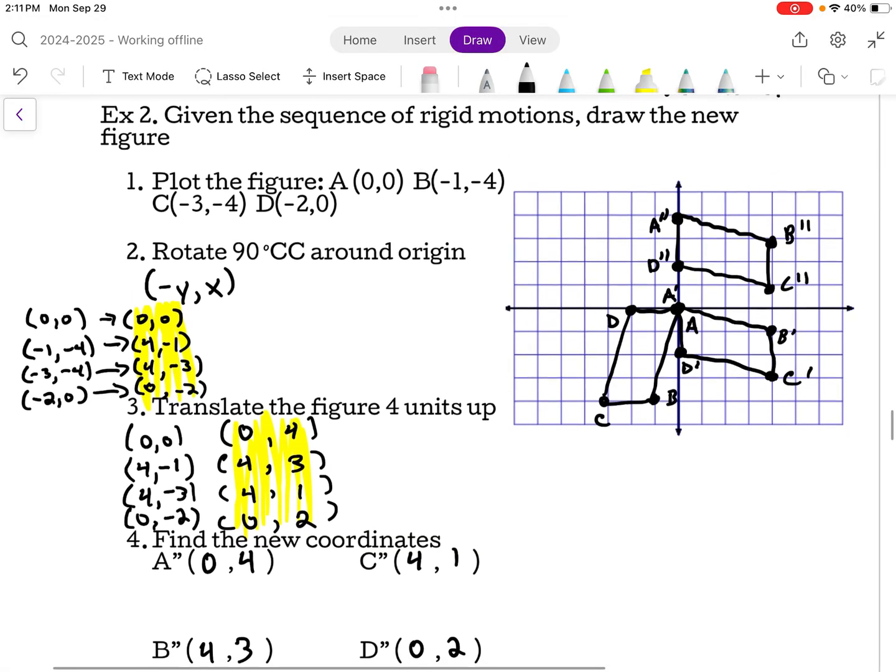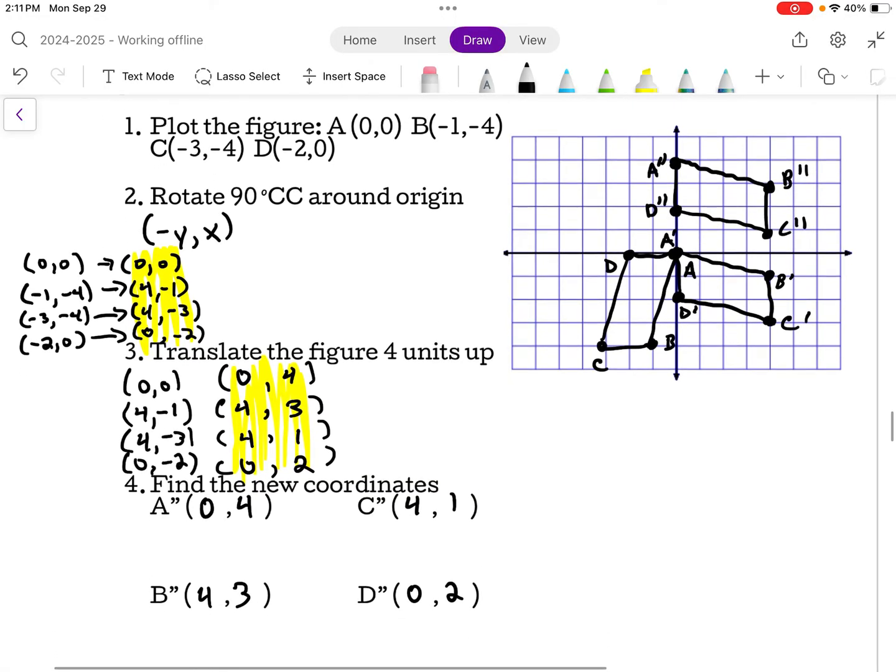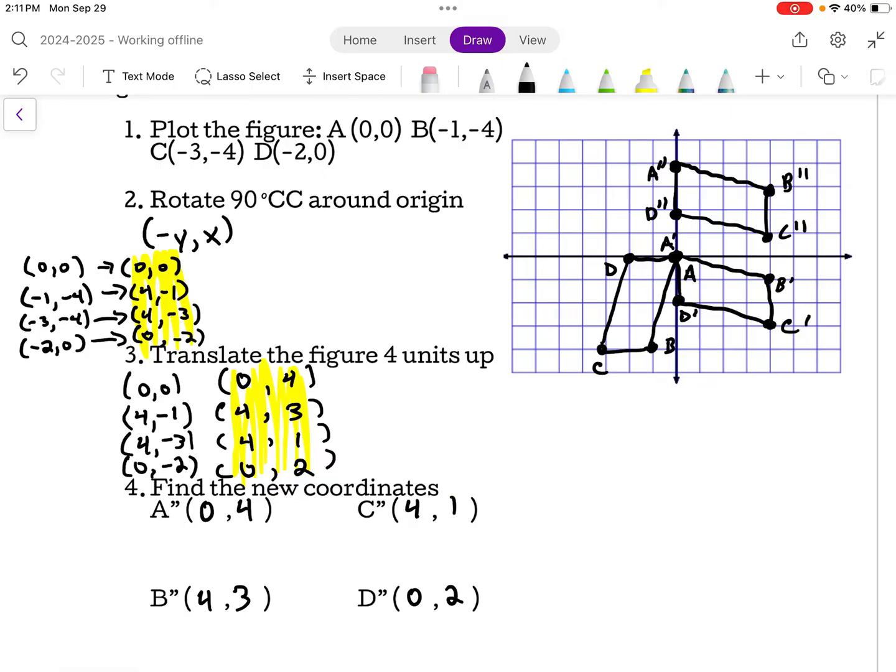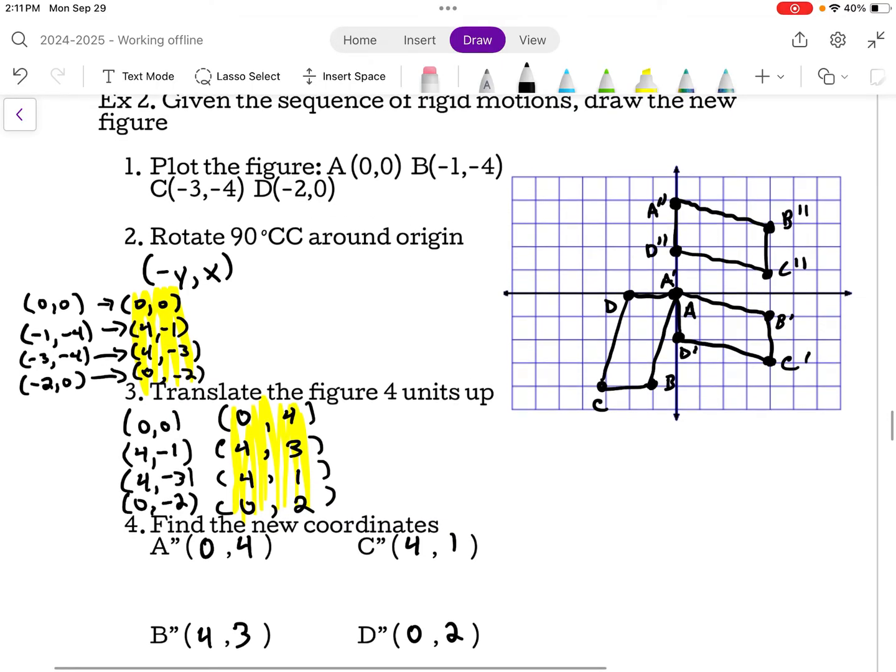Yeah, so this is a problem where you're going to have to do multiple steps. What I can say about these 3 figures, if you look over at the graph, all 3 of those figures are same size, same shape.